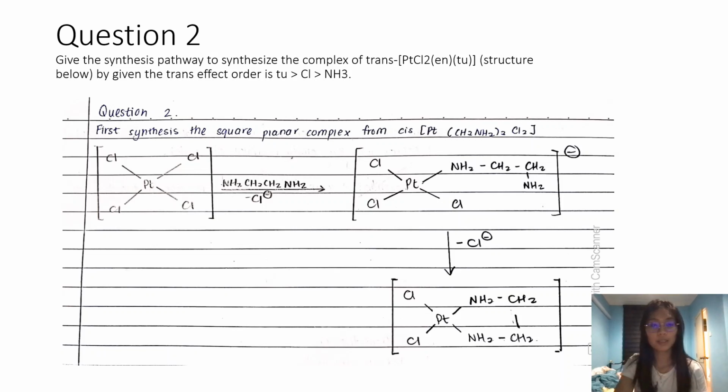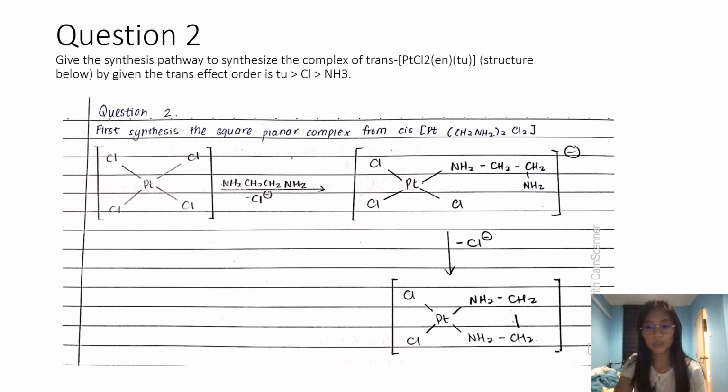This is the first synthesis of the square planar complex from ethylene diamine platinum dichloride. Since ethylene diamine is a chelating ligand, it will combine with the metal from its 2 sides. The chloride ion has a higher trans effect than ammonia and has high stability. So, the chloride ion pushes the trans chloride ion, and then one of the amino groups of ethylene diamine coordinates, and then another chloride ion is replaced for the chelation.